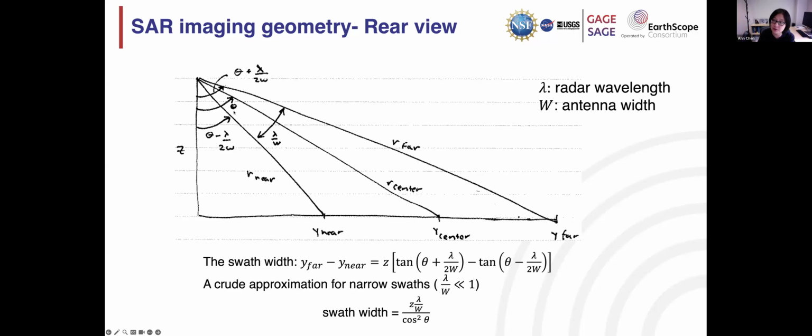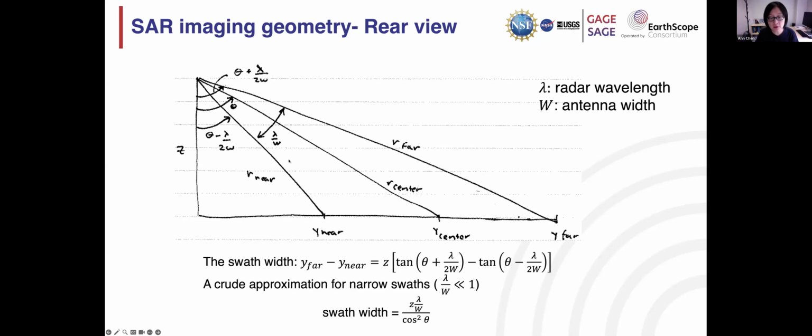We don't really put theta at 0, because then you're looking directly down, and that is what we call a radar altimeter. Instead of illuminating a swath, if your theta is 0, then you only illuminate a spot, and you get a transect instead of a 2D radar image.